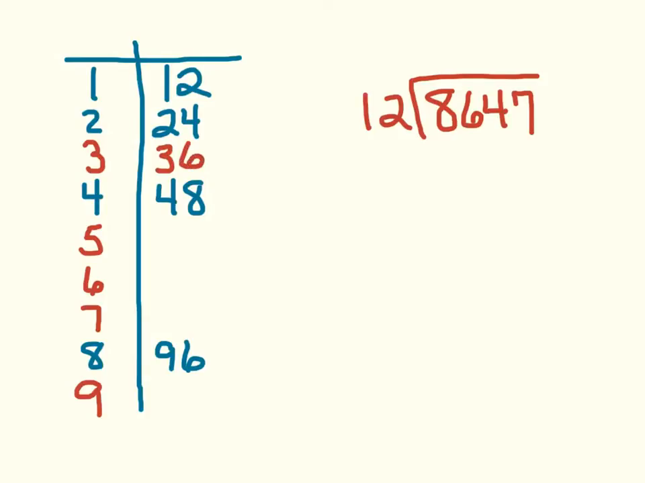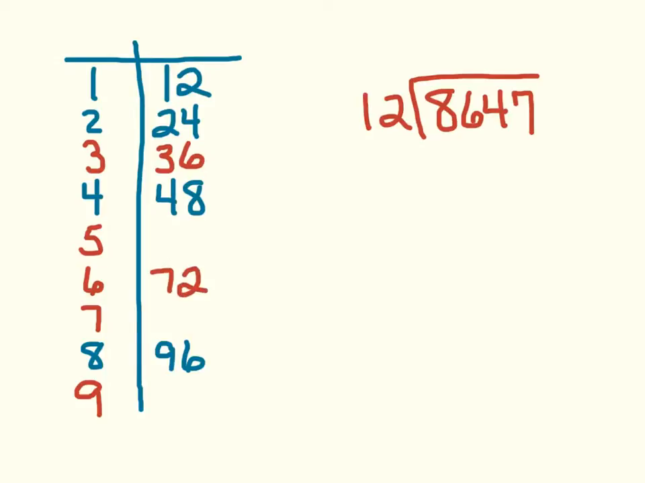That's 36. Now, if I double 3, I will get 6. So if I double 3 to get 6, if I double this number, I'll get the number that goes here. And doubling 36 gives me 72.